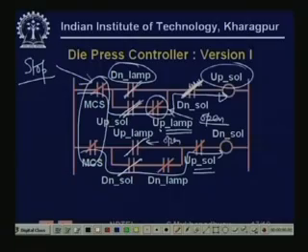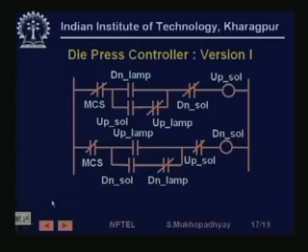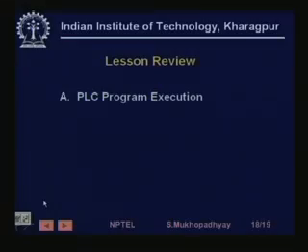So you see that using another contact, we have just ensured that there is alternating motion. So these are the two examples of RLL that can be constructed with simple contacts. To review the lesson, we have seen three major topics.